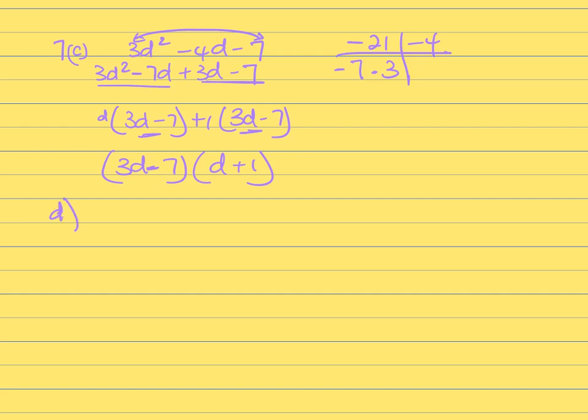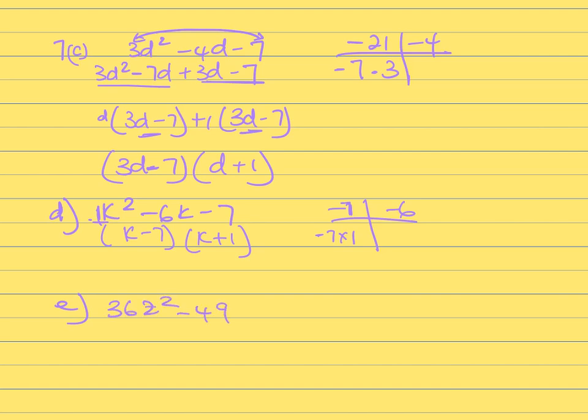D. k squared minus 6k minus 7. So we're looking at the factors of minus 7 that add to minus 6, and that would be minus 7 multiplied by 1. So that gives us (k minus 7)(k plus 1), because the coefficient of k squared here is 1. And E, 36z squared minus 49. This is a difference of squares, so it will be 6z and 7, 6z and 7, and one will have a plus and one will have a minus.